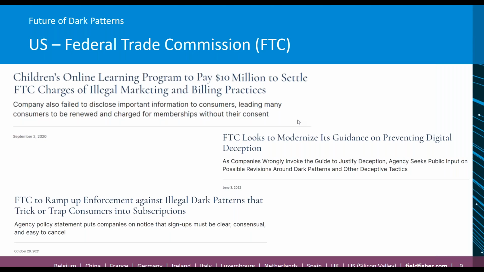So really what I'm trying to convey here is that dark pattern is not something which is brand new. It has been something already which has been explored by the FTC for quite a while.